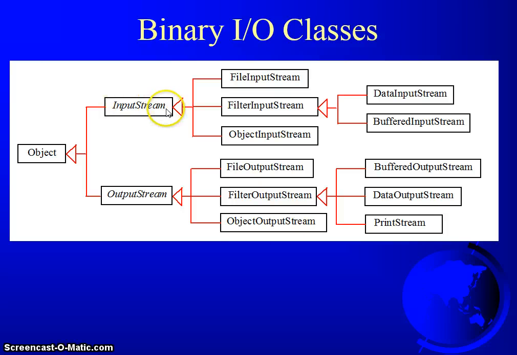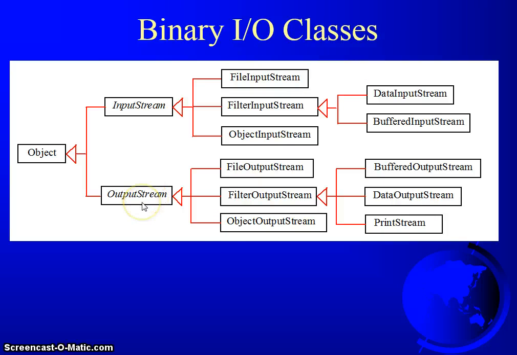So we had InputStream, OutputStream, right? Under InputStream, we have FileInputStream, FilterInputStream, and ObjectInputStream. These are the hierarchies again, right? Under FilterInputStream, we have DataInputStream and BufferedInputStream. For OutputStream, we have FileOutputStream, FilterOutputStream, and ObjectOutputStream. Under FilterOutputStream, we have DataOutputStream, BufferedOutputStream, and PrintStream. Okay, those are the classes that you can use. Those are our tools now.